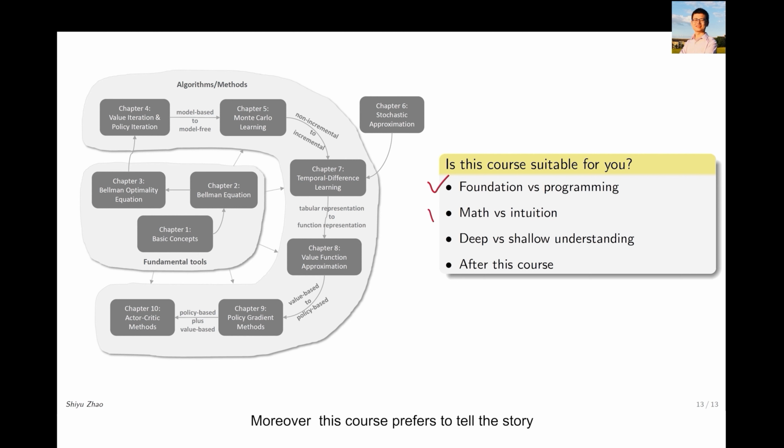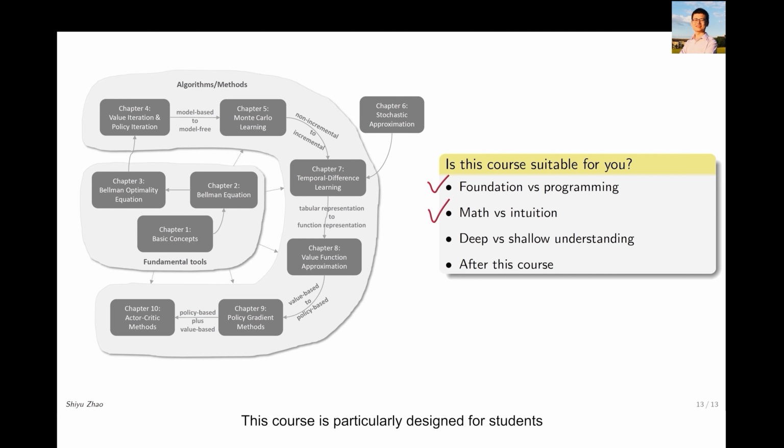Moreover, this course prefers to tell the story from a mathematical perspective rather than through intuitive descriptions. This approach is adopted because I believe it is the most efficient method of teaching. It allows you to understand the fundamental mathematical principles behind a problem.